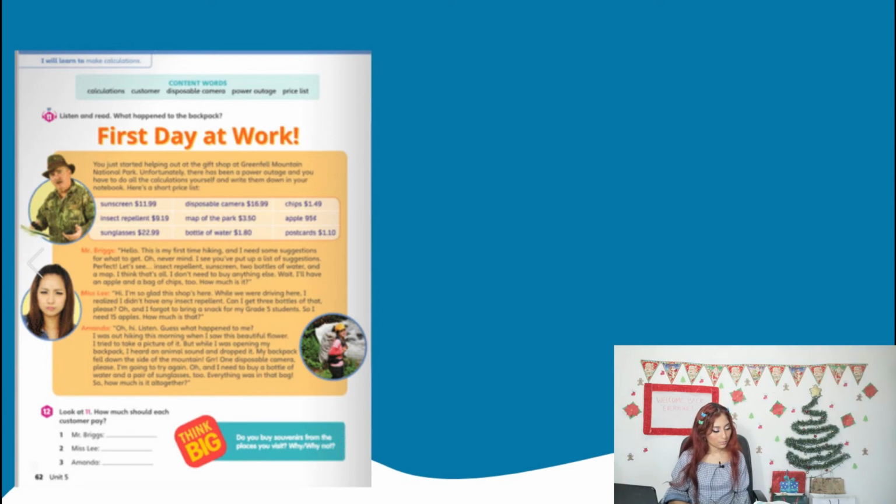Sunscreen, $11.99. Disposable camera, $16.99. Chips, $1.49. Insect repellent, $9.19. Map of the park, $3.50. Apple, 95 cents. Sunglasses, $22.99. Bottle of water, $1.80. Postcards, $1.10.